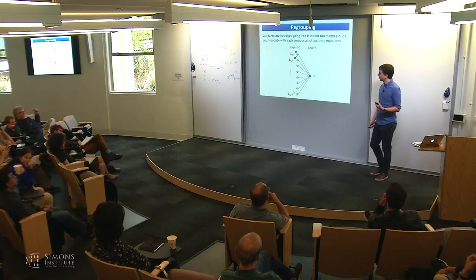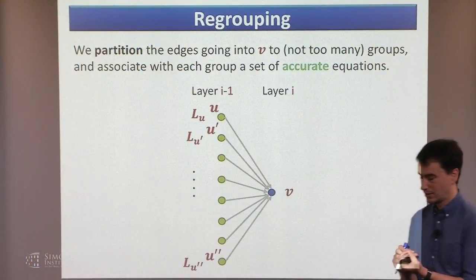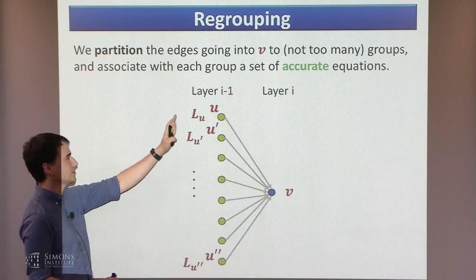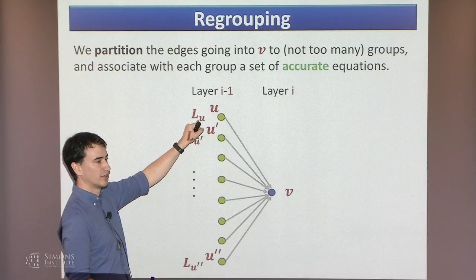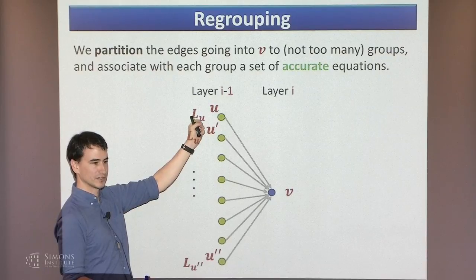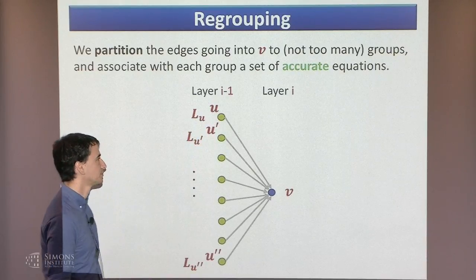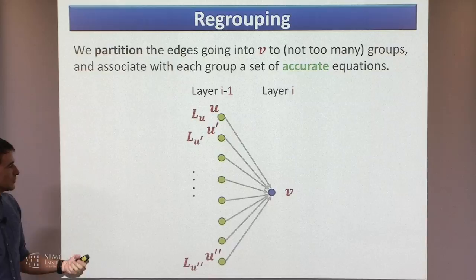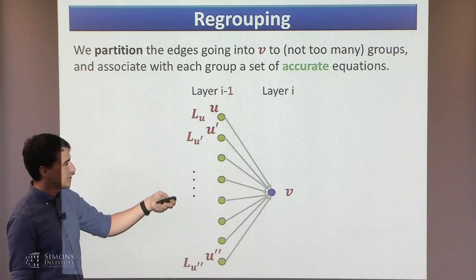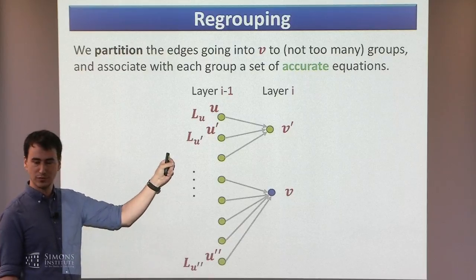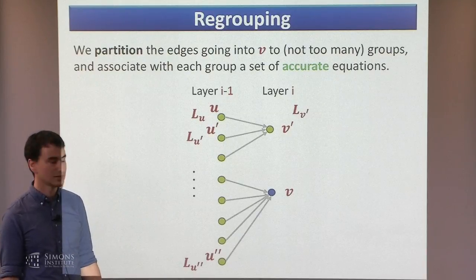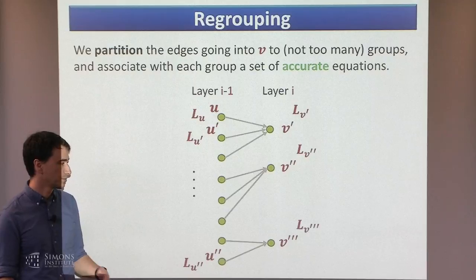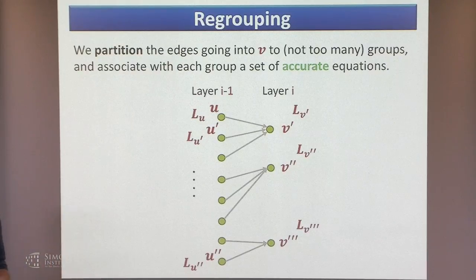Okay, so how do we do this regrouping? This is really the heart of the proof. So let's say that we converted everything up to layer i minus 1. So for each of these vertices, we have a set of linear equations that accurately capture our knowledge on x, given that we reach this vertex u. And now we have all these edges going into this one vertex. So what we want to do is regroup them. We want to find a large fraction of them so that we can associate with them a new vertex and system of linear equations. Then another large fraction, another system of linear equations, and another one. How do we do that?